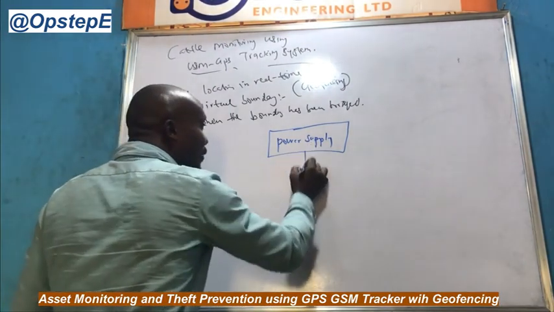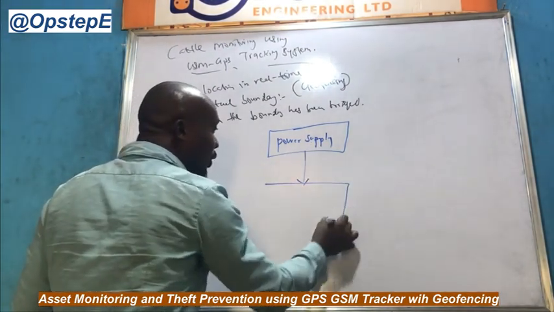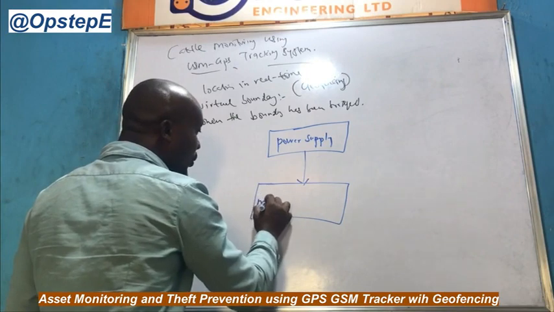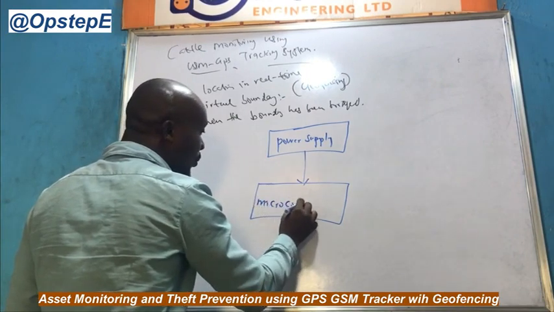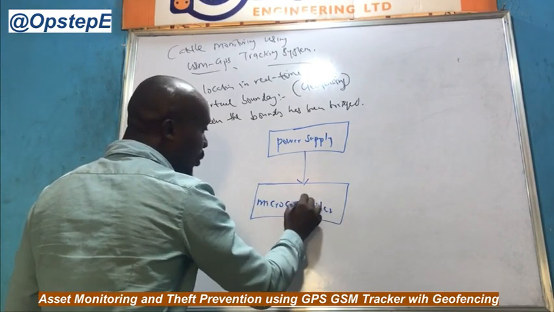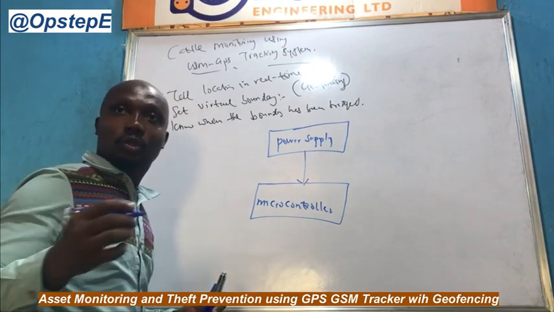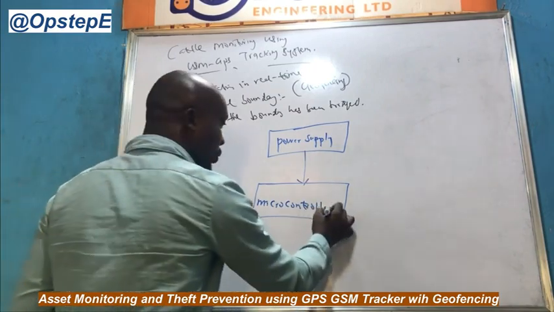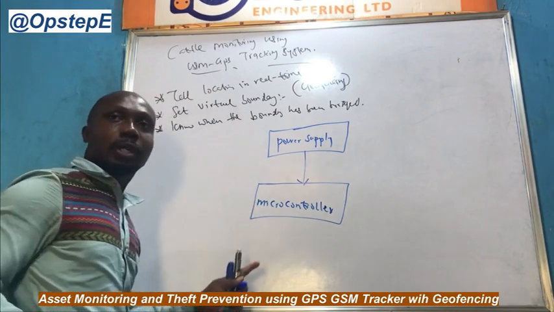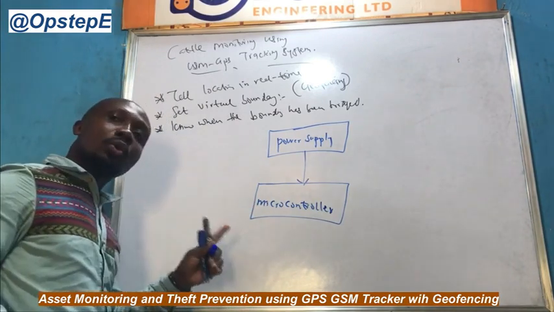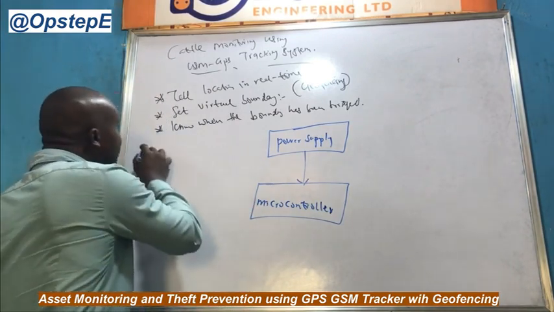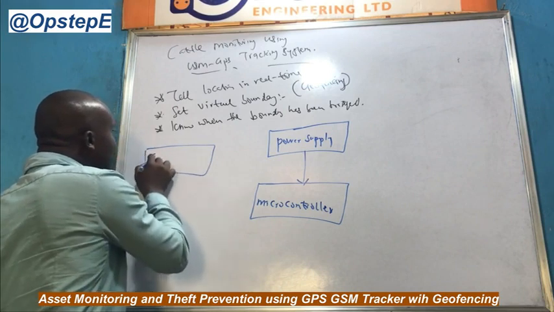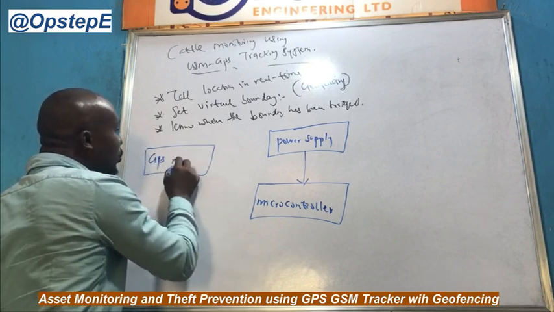Now, the very next critical thing we're going to need is our microcontroller. Feel free, if you have any questions, just let me know so we can talk about it. That will be the microcontroller. To the microcontroller, first of all, we're going to need a GPS module.